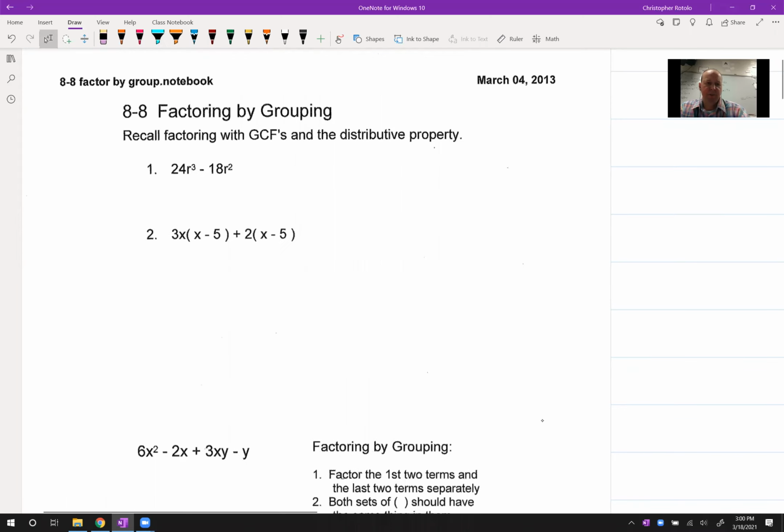Up top here, I got a little bit of review, right? Find the GCF. So if you remember how to do that: what's 24 and 18 both divisible by? 6. And then r to the third and r squared, they both have at least two of them. So then you would divide it by that 6r squared and 6r squared. If you know what you're doing with that, then you're in good shape. If you don't, then you might struggle a little bit this lesson.